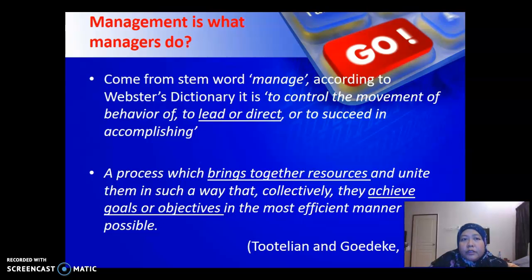Okay, so management is a process that brings together many resources, such as the facility and the staff, and unites them in such a way that collectively they achieve the goal. So the main target for management is to achieve the goal or objective.